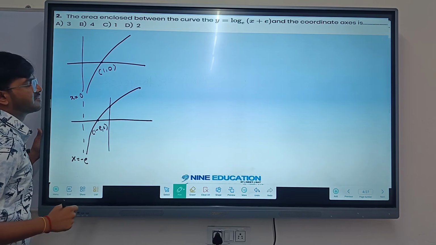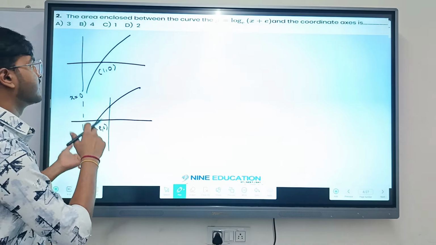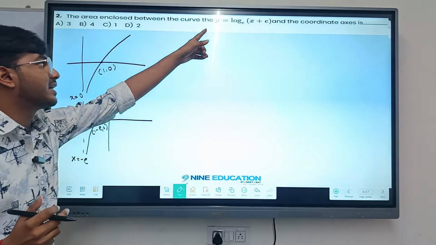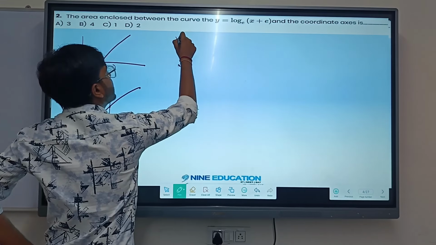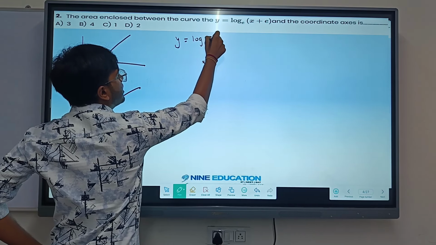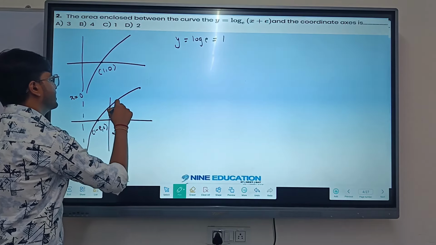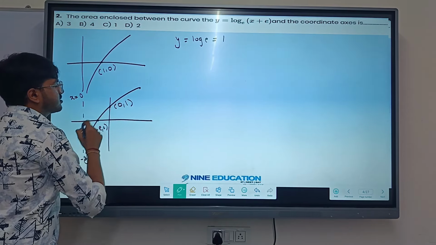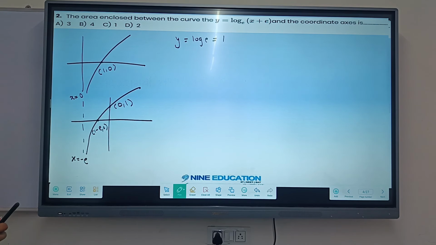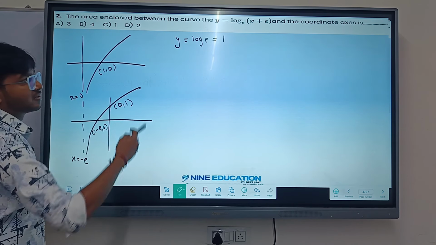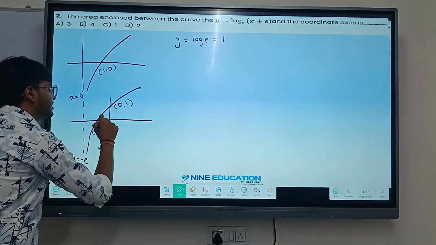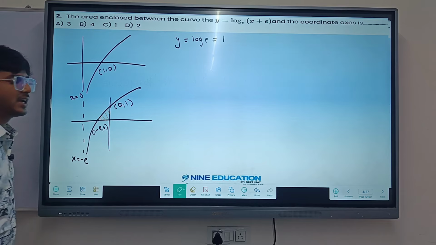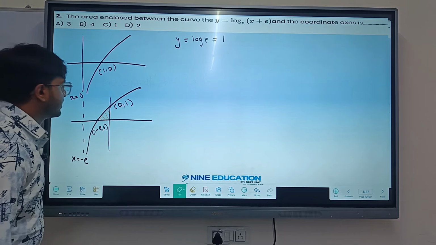And where is it touching the y-axis? If I want to find where it is touching the y-axis, I can keep x as 0. If I keep x as 0, I'll get log e, which is 1. Although that is not needed here, but still. So I need to find the area enclosed between the curves y equal to log of (x plus e) and the coordinate axis. Means I need to find this part of the area.